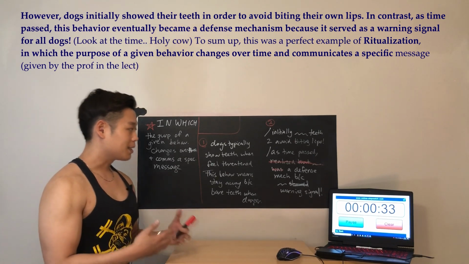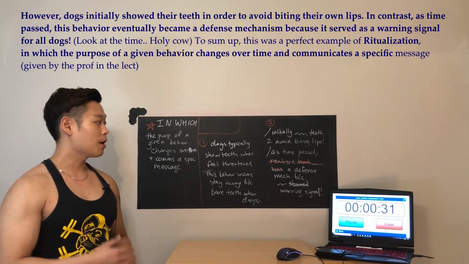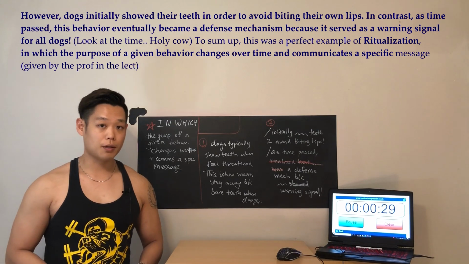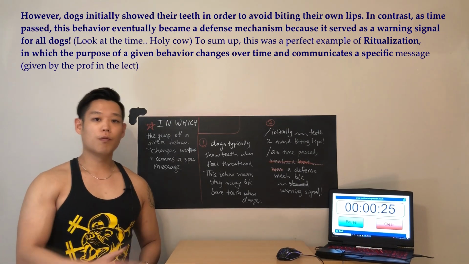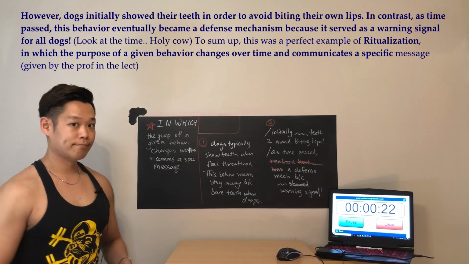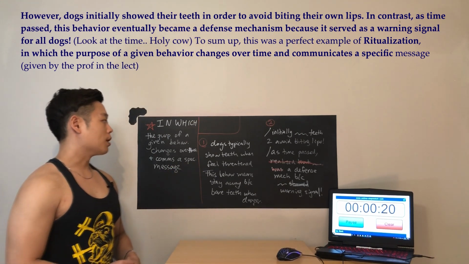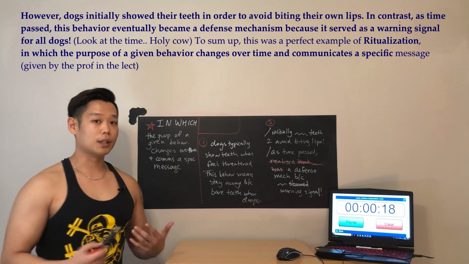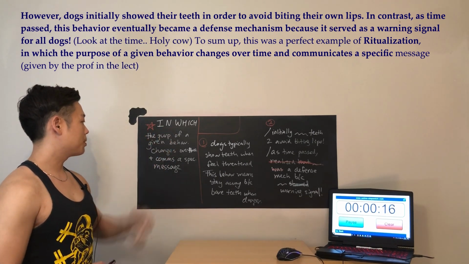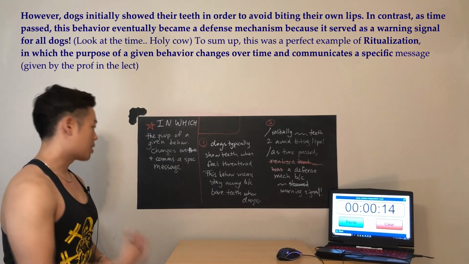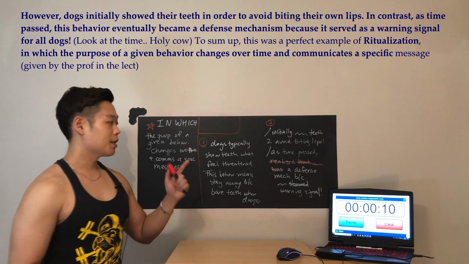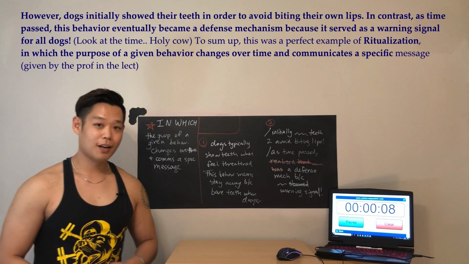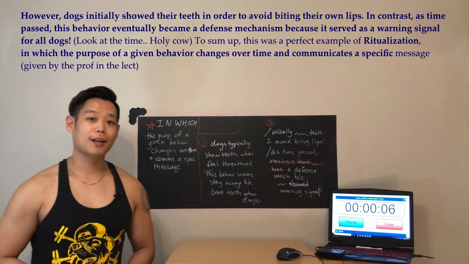In contrast, as time passed, this behavior eventually became a defense mechanism simply because it served as a warning signal for all dogs. To sum up, this was a perfect example of ritualization, in which the purpose of a given behavior changes over time and even communicates a specific message, given by the professor in the lecture. Thank you very much for your time and consideration.